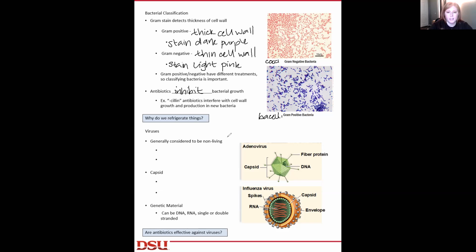Okay. In addition to not being able to replicate without a host, they also can't get any nutrients without a host. So they're very, very host dependent. And those two things, not having a cell and the host dependency, have continued to prevent them from being classified as living.